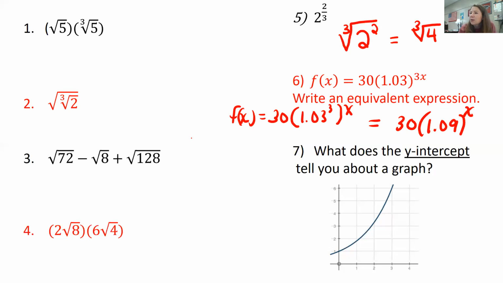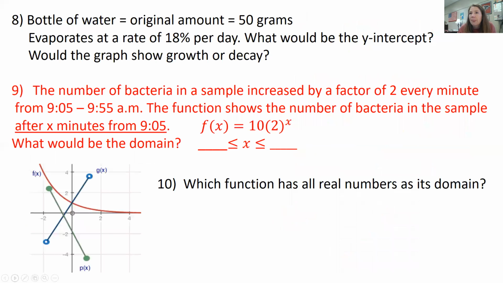Number 7, what does the y-intercept tell you about a graph? Well, for any graph, the y-intercept tells us our initial value. Where do we start? That's what the y-intercept tells us. Because when x is 0, that number is the y-intercept. It tells us when x is 0, what number we have to start with.